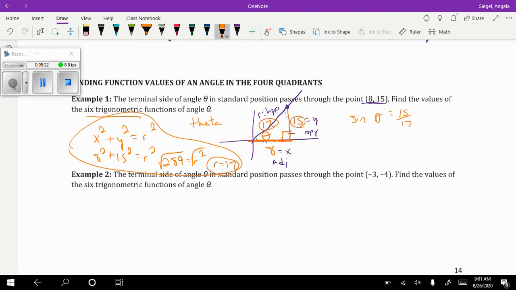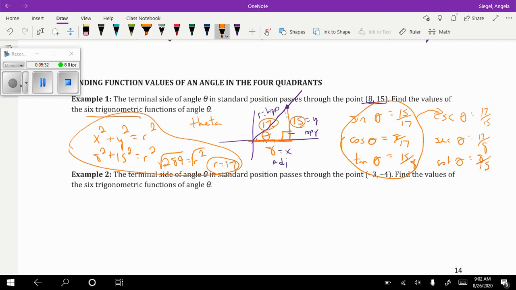So I'm going to complete the rest of them. Okay, so notice that I really focused on these three, and you should be familiar with that from geometry. And then for these reciprocal functions, I just flipped it. I just found the reciprocal of the value. So go ahead and try example 2 on your own.